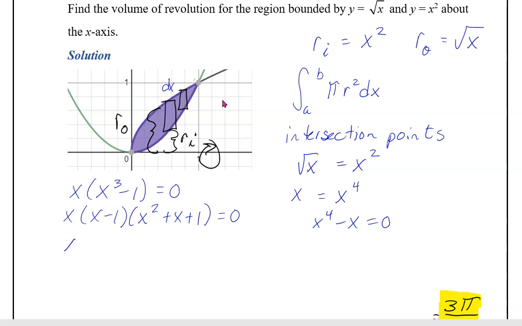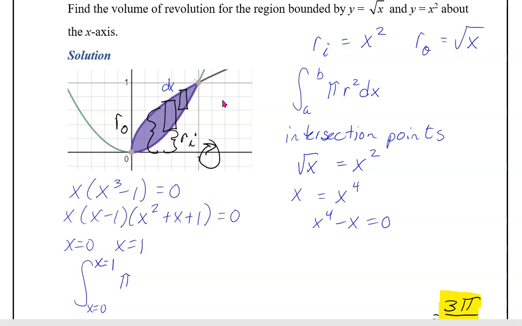This has two solutions, x equals 0 and x equals 1, from the monomial factor x and from the binomial factor x minus 1, giving the solution x equals 1. The trinomial x squared plus x plus 1 has no real solution, though it does have complex imaginary solutions. We take these two x-coordinates to become the limits of our integration from x equals 0 to x equals 1.